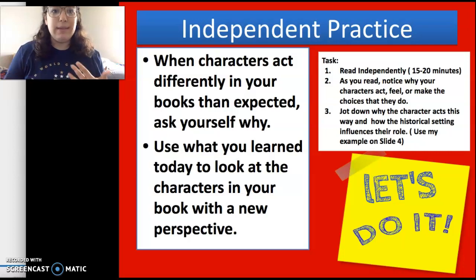Maybe if your character does something that you would never do, maybe it's different for them. Maybe that time period is playing a part in that. So why would they be doing that? What's impacting their decisions? So think about what your character's thinking and feeling at that time period, and that will help drive you in your response and in your thoughts.